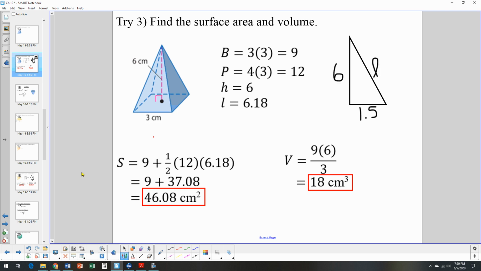All right, for this one, if you made your little right triangle, we're looking for the slant height. We knew the regular height was 6. Half of that 3 was 1.5, so we got a slant height of 6.18. So then the surface area was 46.08 square centimeters. The volume was 18 cubic centimeters.